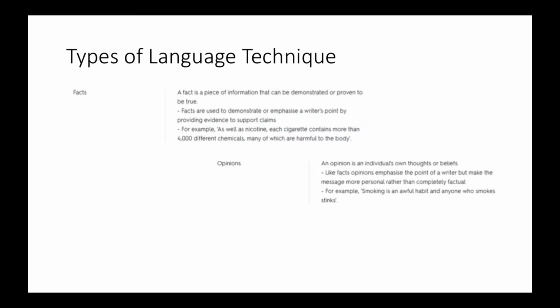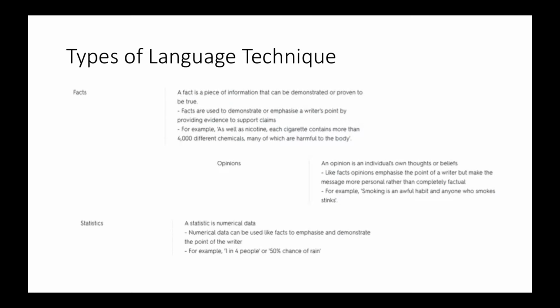We then have opinions. So an opinion is an individual's own thought or belief. Like facts, opinions emphasize the point of a writer but make the message more personal rather than completely factual. So for example, smoking is an awful habit and anyone who smokes stinks. That is an opinion, not necessarily a fact, although most of the time people that do smoke do smell of the cigarette smoke. So, it's just a natural occurrence when you're a smoker.